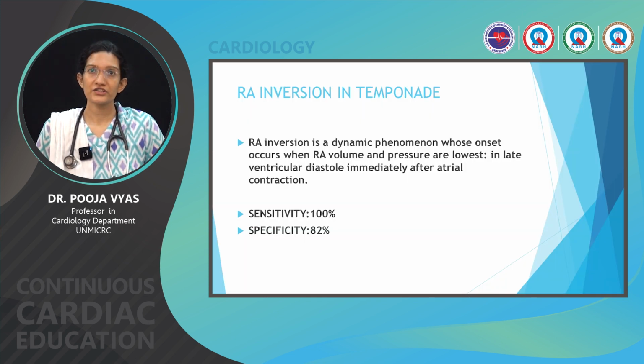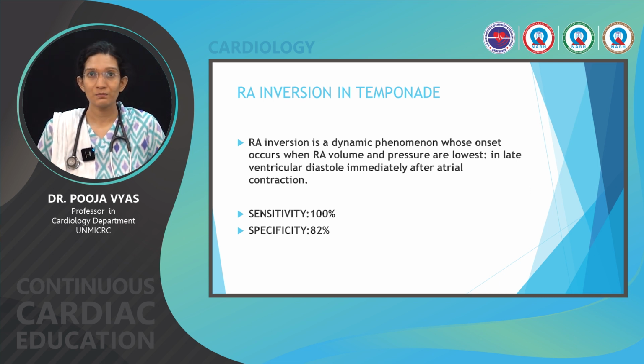Similarly, RA inversion also happens, due to a rise in the intrapericardial pressure, and RA pressure is minimum during the late ventricular diastole. So during the late ventricular diastole, RA inversion happens in cardiac tamponade, and the sensitivity of RA collapse is 100%, while the specificity is less, 82%.